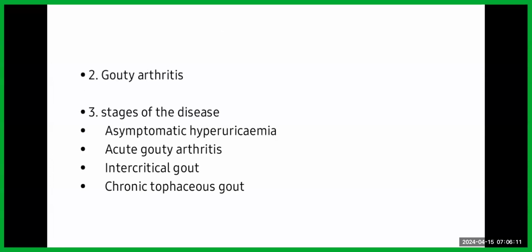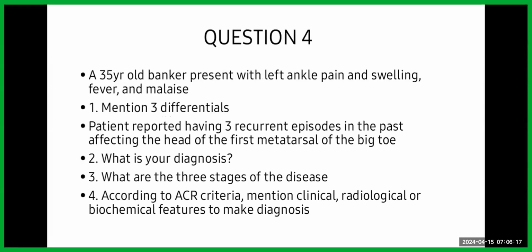So going on, the question gives the information that this has been recurrent, with the patient having 3 recurrent episodes affecting the head of the first metatarsal of the big toe. This has simplified a lot of the differentials, so that the only thing that should be considered here is gouty arthritis versus rheumatoid arthritis.